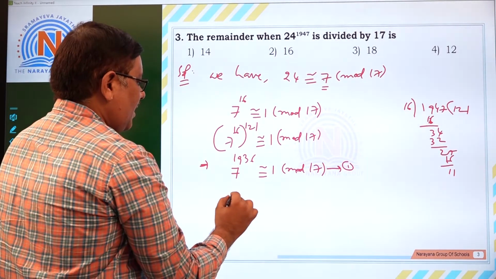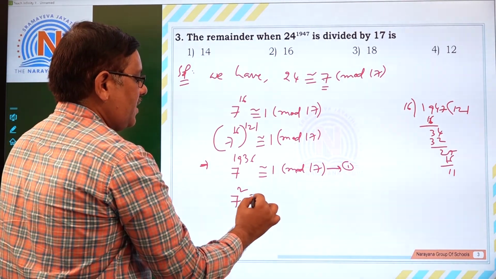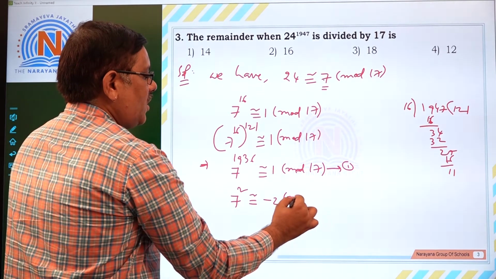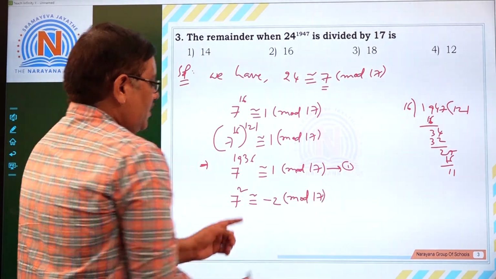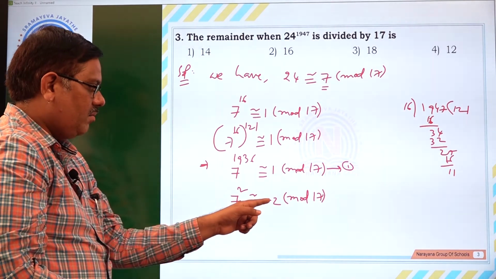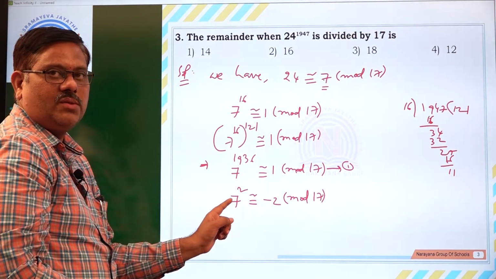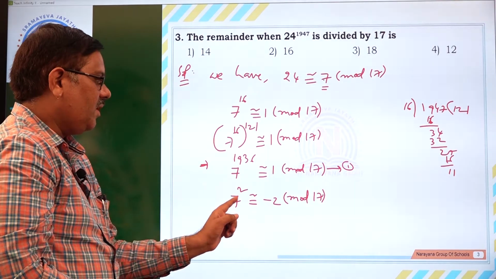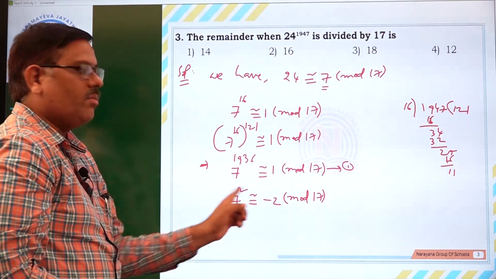So for that, let me take 7 square. 7 square is congruent to minus 2 modulo 17. Why? 7 square is 49, and 49 minus of minus 2, that is 49 plus 2, is 51. 51 is divisible by 17. So this property holds good.